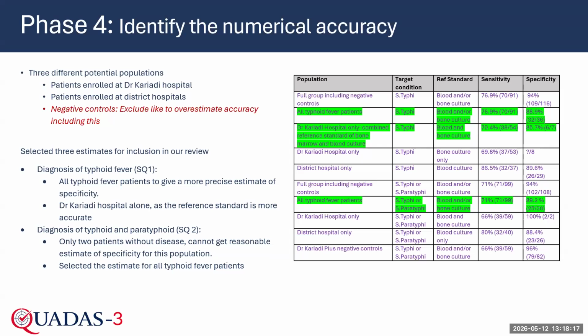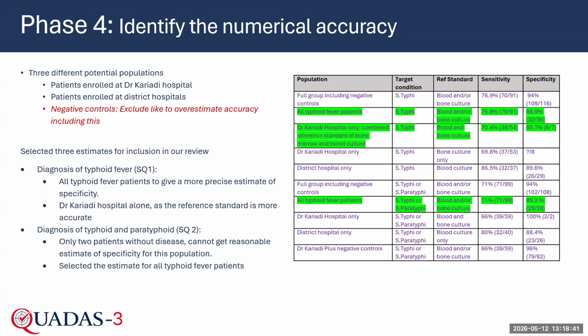So here we've got the list that we could possibly include, and then we're thinking about, okay, for our review, for those specific synthesis questions, which are the estimates we want to include? So we've decided there's potentially 3 estimates we might be interested in. So there's taking people enrolled at all 4 hospitals, so the Dr. Karyadi and the 3 district hospitals, with typhoid fever as the target condition.